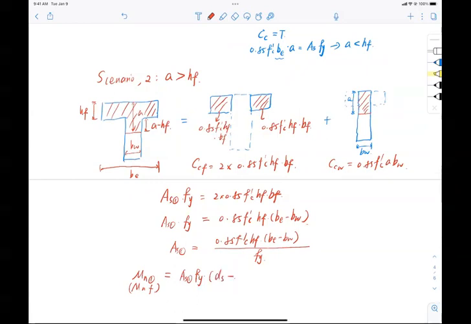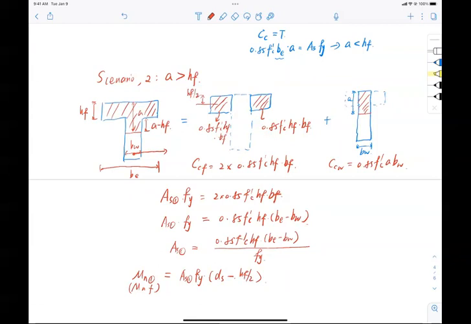Now, here's the question. What is the distance between the reinforcement and the total compression force of the flange? So this is hf divided by 2, so the lever arm is ds minus hf over 2. That is the moment caused by the flange.